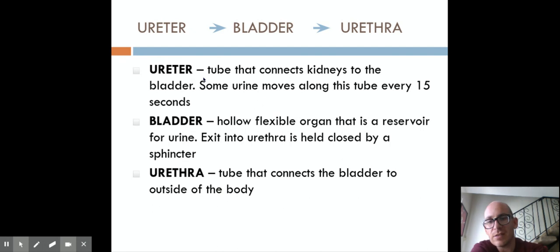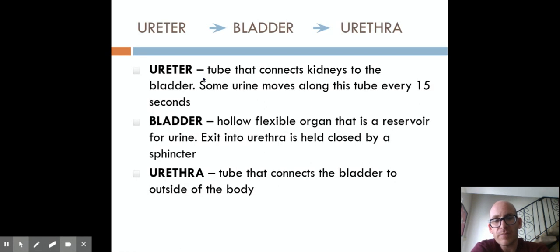Now, the bladder is a hollow organ. It's flexible, which means that when it gets full, it can flex and get bigger, so that you can hold it instead of it just hitting that top mark and there's no more room and it comes flooding out. So it's flexible to give you some control about when you go pee.